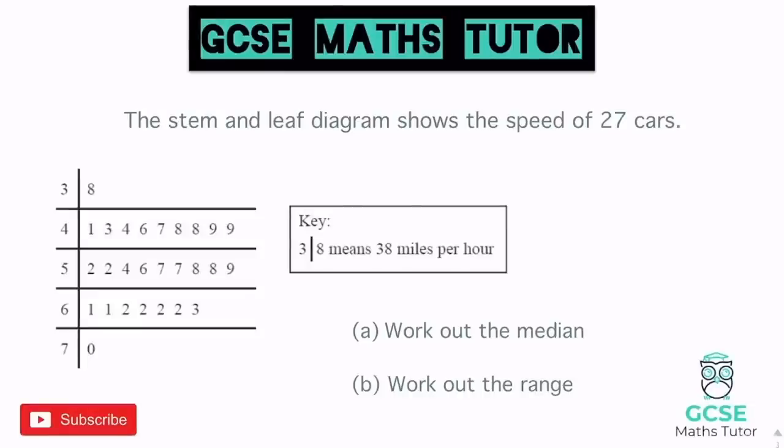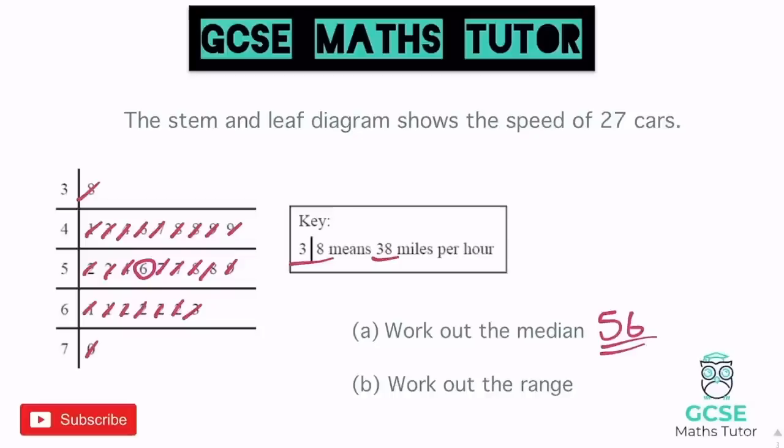So if there's 27, I'm going to cross off 10 from each side at least, so I can start to get from the middle. So 1, 2, 3, 4, 5, 6, 7, 8, 9, 10. And then going from the back, 1, 2, 3, 4, 5, 6, 7, 8, 9, 10. Now I'm just going to do one from each side until I get one in the middle. So 1 and 1, 2 and 2, 3 and 3, and I'm left with this one here. Don't forget the key though, it says 3-8, or 3 line 8 means 38. So that's next to the 5, so it's 5 and 6, which is 56. So the median there would be 56.